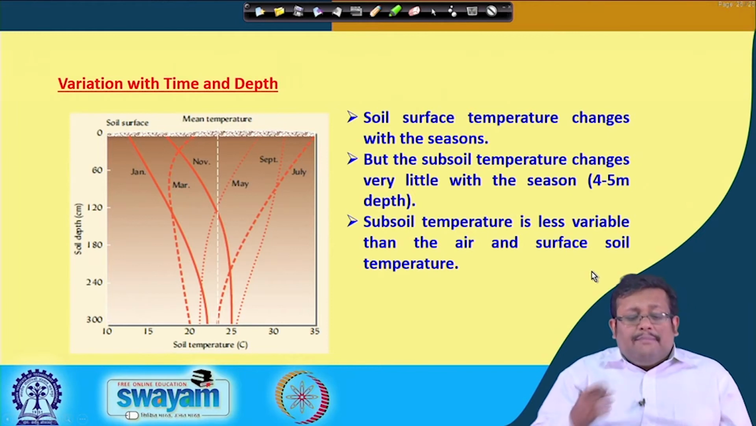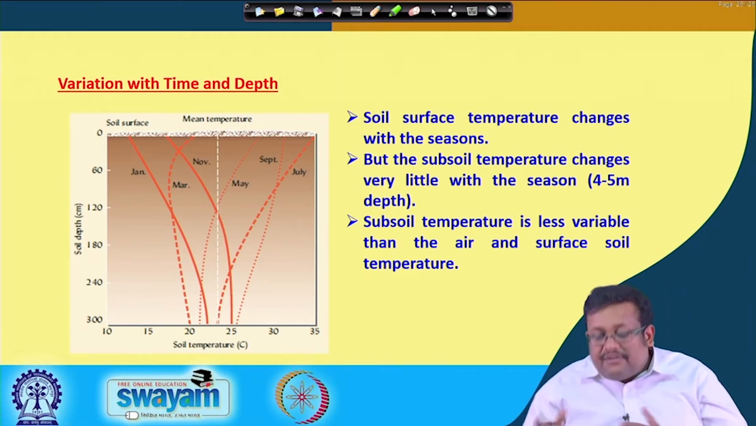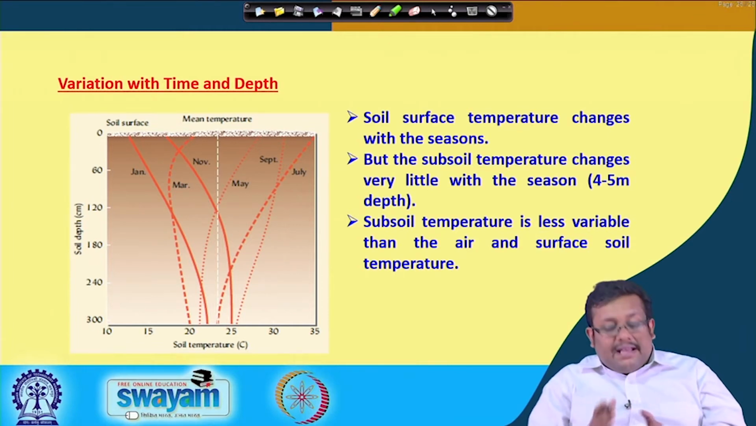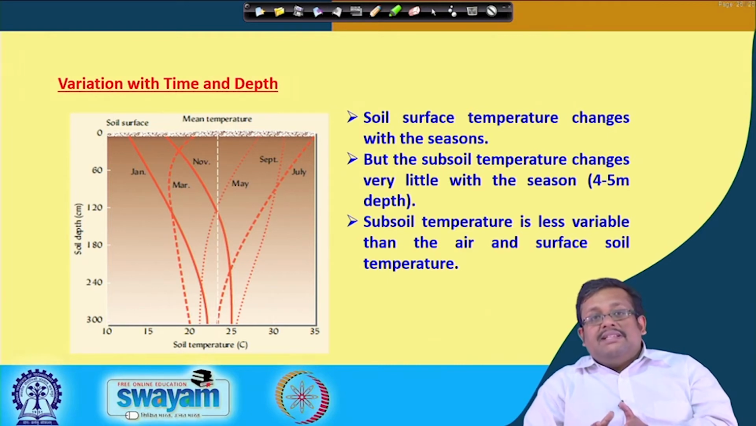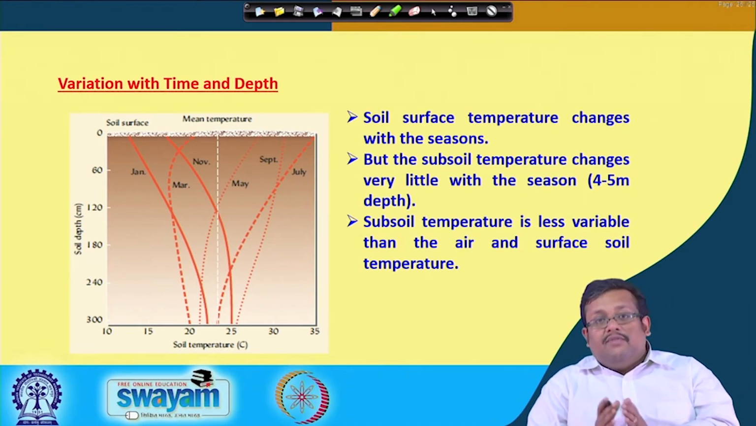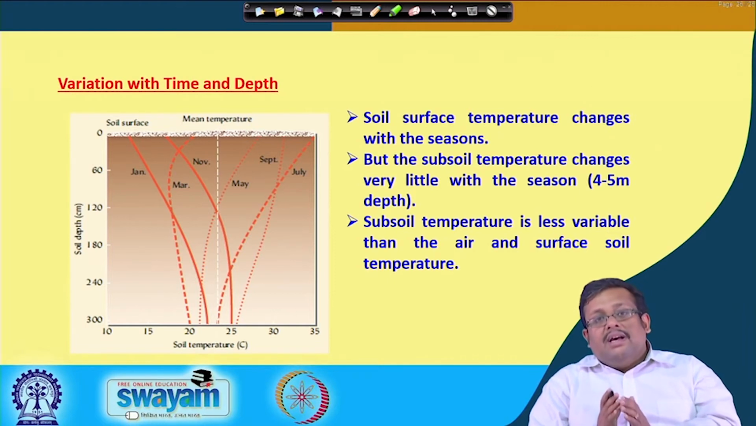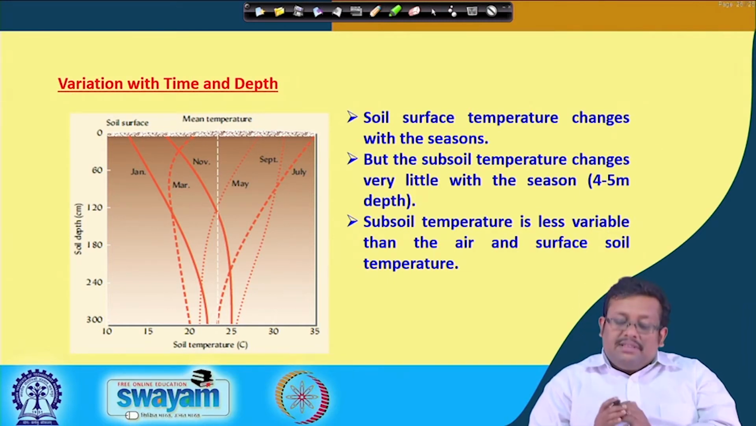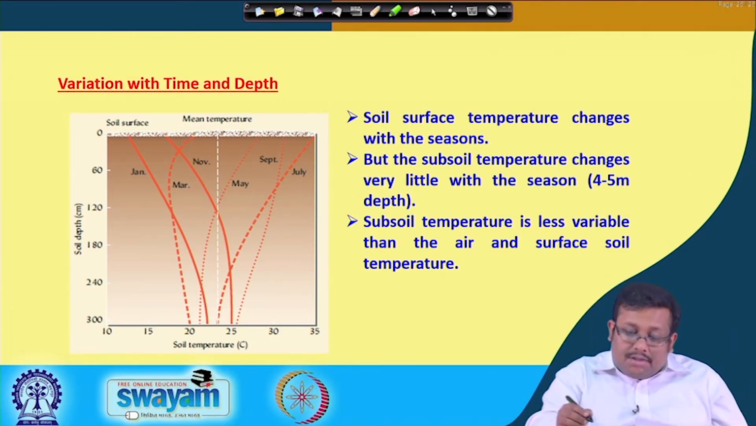And temperature also shows variation with time and depth. Obviously, soil surface temperature changes with the season, as you can see in this picture, and the subsoil temperature changes very little with the season, at 4 to 5 meter depth. Subsoil temperature is less variable than that of air and surface soil temperature. So, the surface soil temperature changes more rapidly than subsoil temperature, because the subsoil temperature is more or less almost constant.